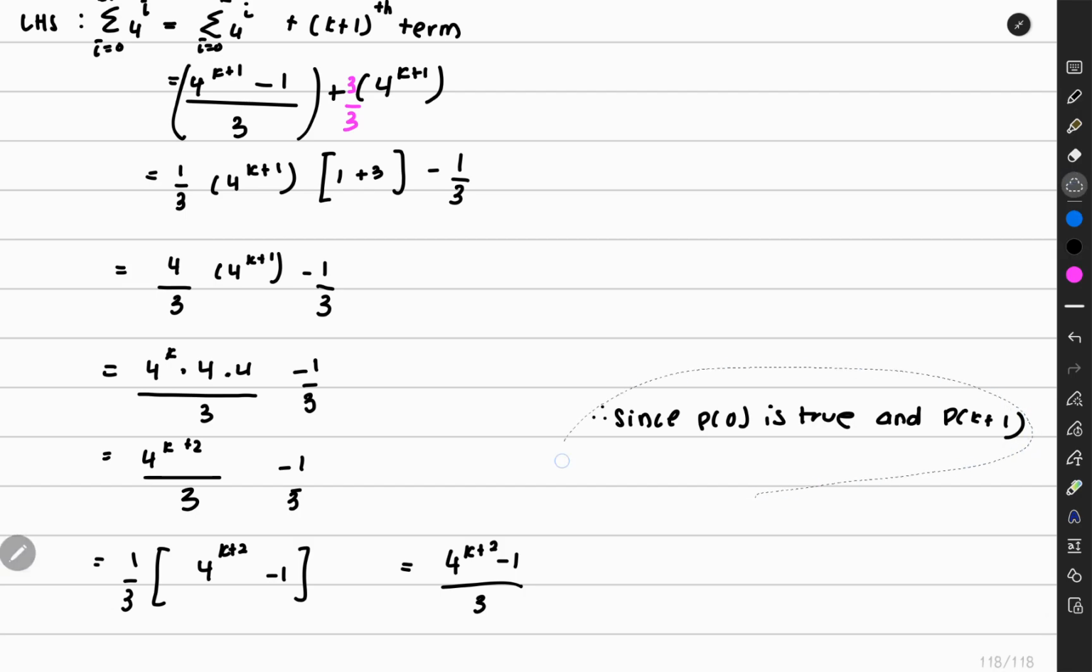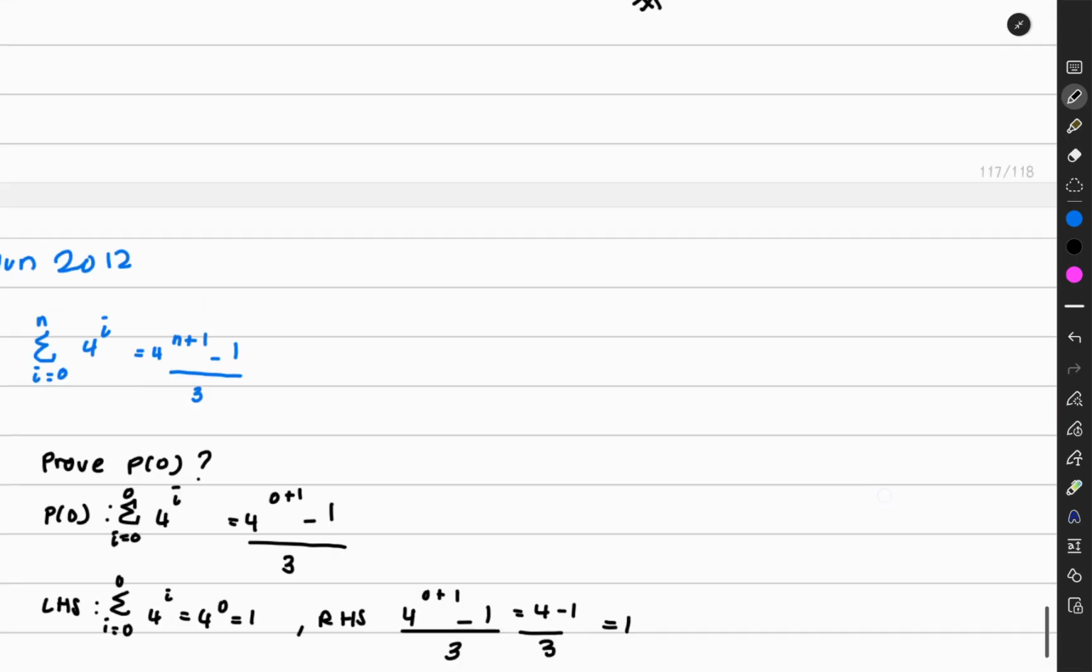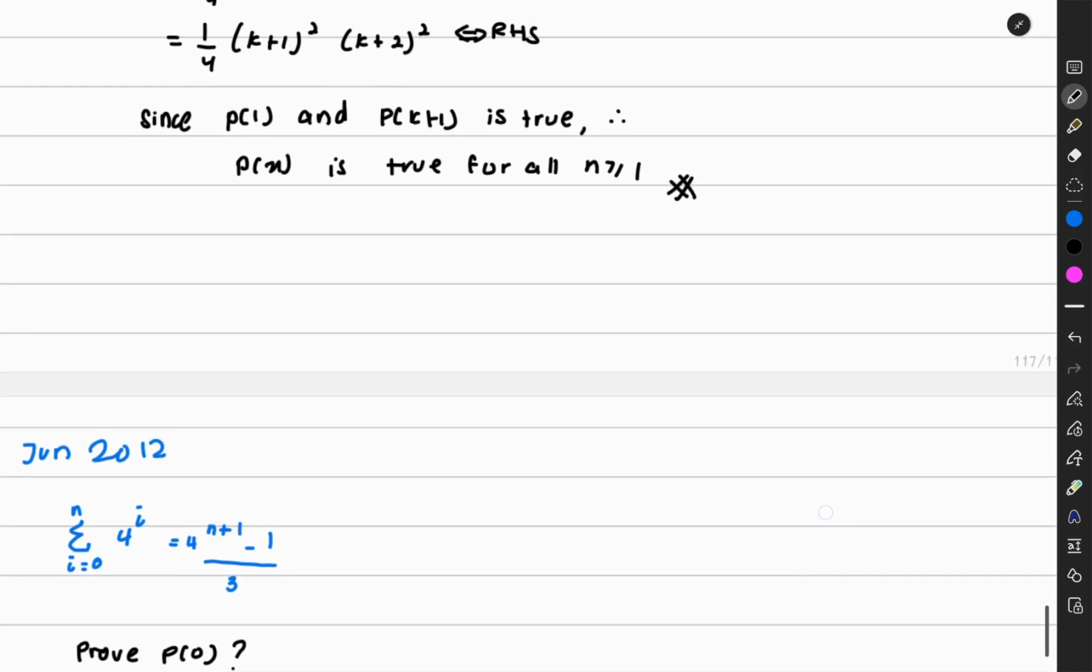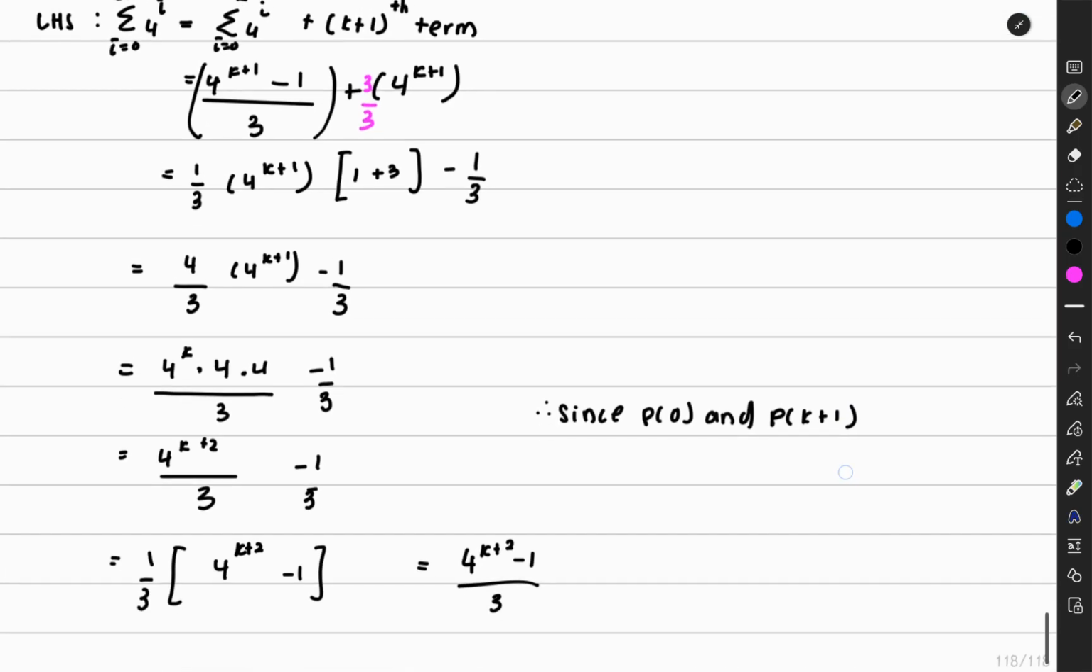Okey, boleh tak sama dengan right hand side? Okey, lepas tu make a conclusion. That's it. Since complete your sentence. Then complete. Nak baca dulu. Satu lagi boleh? Boleh.